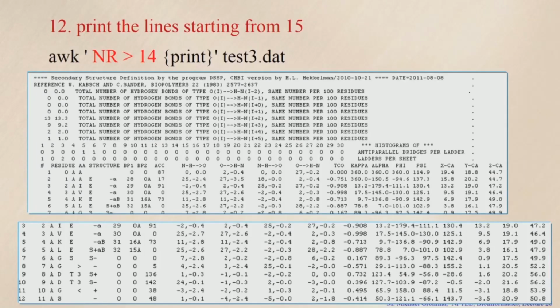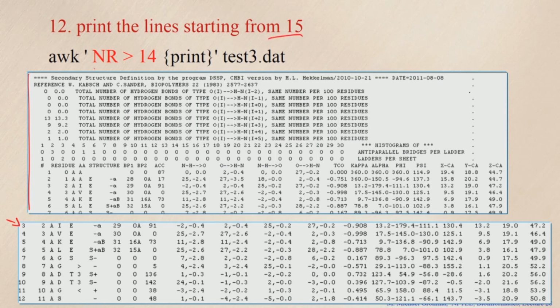So, the next question: print the lines starting from 15. Here this is your DSSP file. Here these are your command information, and the actual result starts from here. If you want only this data as an input to another program, because they do not need all these unnecessary data, then in this case you want to have the lines which start from 15.